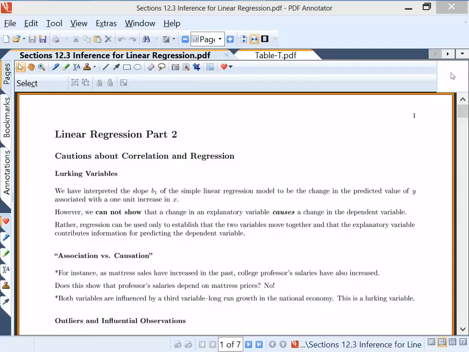So this is our second part for linear regression. We're going to start off with just a few notes about our correlation and regression. So the first thing is working variables.